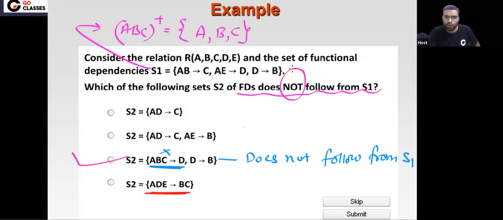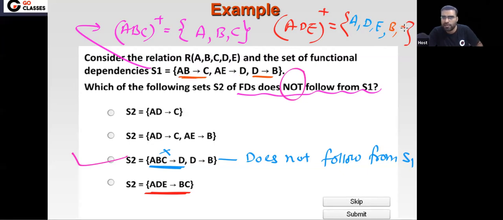What about this? Does it follow? In S1, you find out what ADE can determine. ADE can determine ADE. D can determine B also. Next, AE can determine D. Next, AB can determine C. So you can see we can determine BC. So yes, this follows from S1. So your answer will be option C. Is this clear?